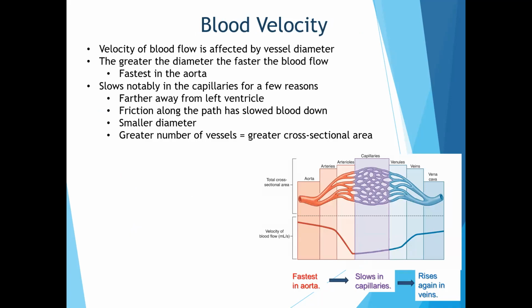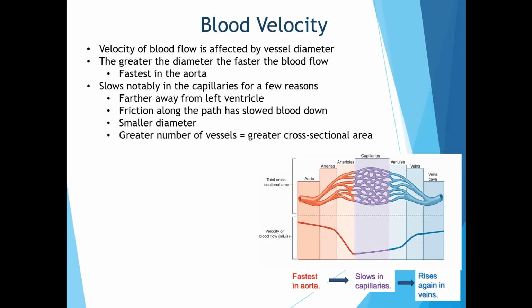Okay, blood velocity, or how fast our blood is flowing, is going to be primarily affected by vessel diameter. If you think, the biggest diameter artery we have is the aorta, so the fastest blood flow is in the aorta. So it slows a lot in the capillaries for a couple of reasons. One, we're farther away from the left ventricle, so we have less pressure pushing the speed. Friction, that peripheral resistance that the blood has had to travel past, is going to slow things down. We have smaller diameter. We just said greater diameter, faster blood flow. So we have smaller diameter.